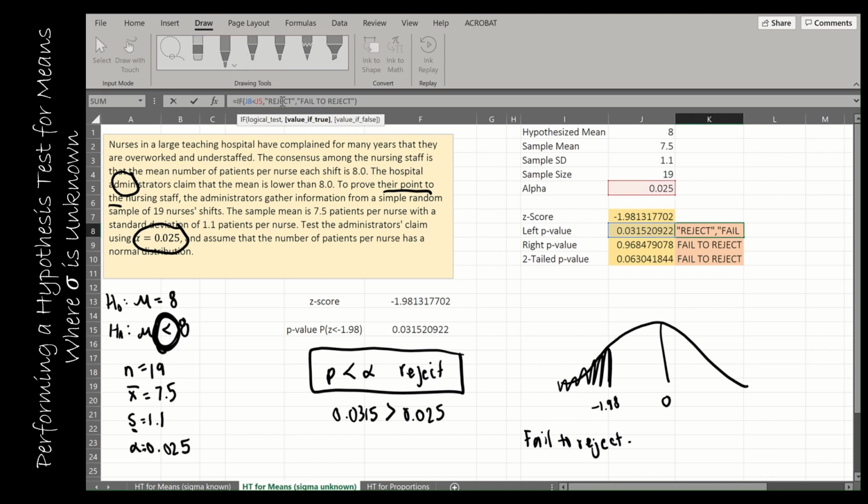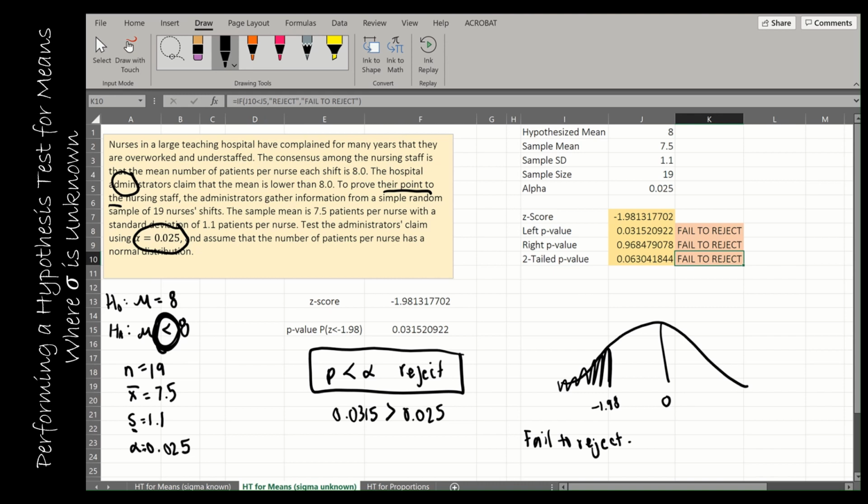So again, reject, you have to put it in quotation marks, or it won't work. And then if not, fail to reject. I did the same thing here. If J9, if this value is less than alpha, then I reject, otherwise I fail to reject. And if this value is less than alpha, then I reject, otherwise I fail to reject. So again, me being a math nerd, but feel free to nerd out with me.